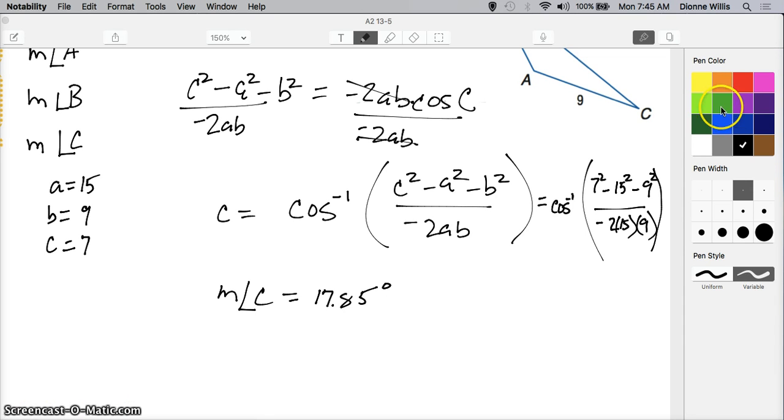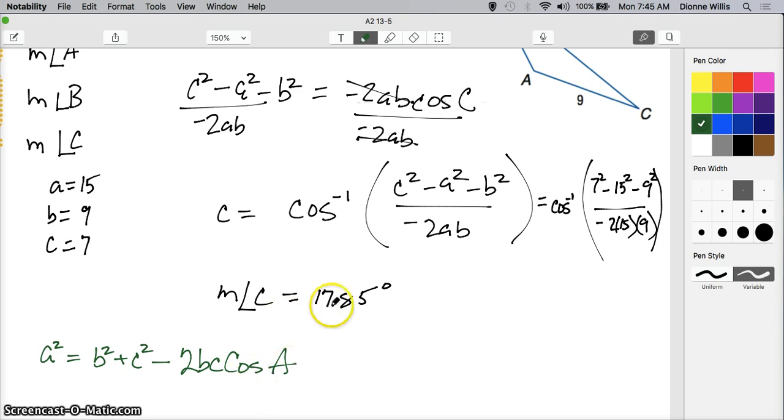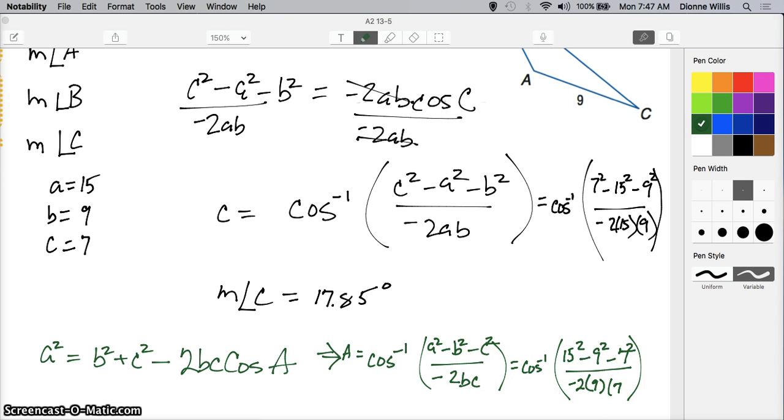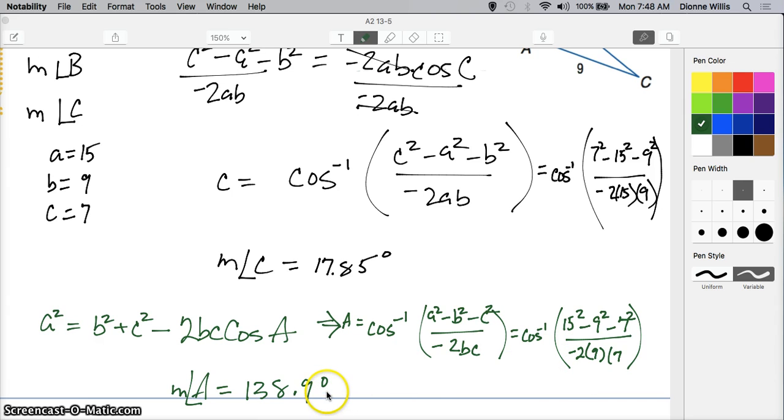So finding angle A would require me to use the law of cosines. A squared is equal to B squared plus C squared minus 2 times BC times the cosine of angle A, okay? Now I'm going to solve this similarly as I did for the other problem. I'm going to solve for angle A. So angle A would equal the inverse cosine of this expression here, and I'm going to plug in the values for that expression so we can evaluate. So here is my substituted value. After calculating this, we get that the measure of angle A is 138.9 degrees.